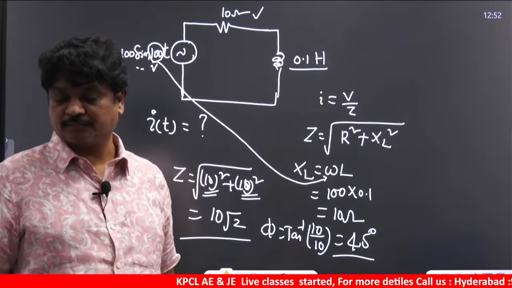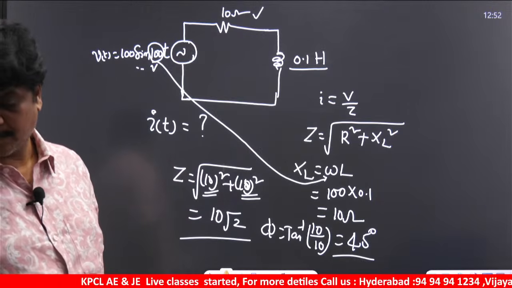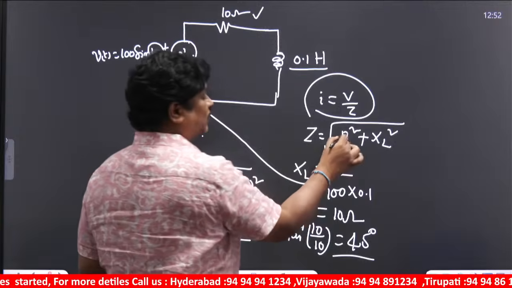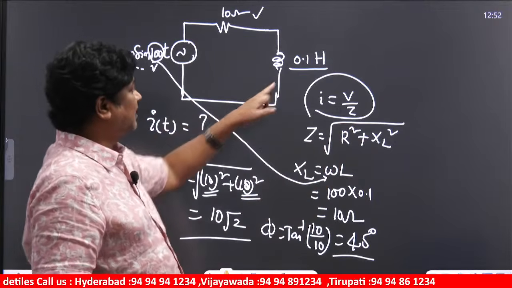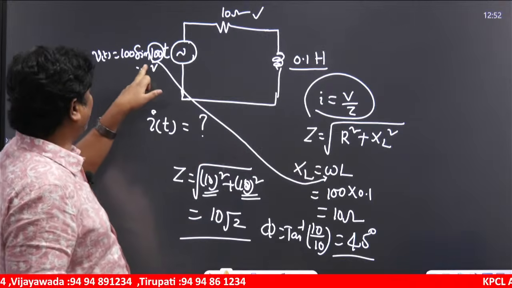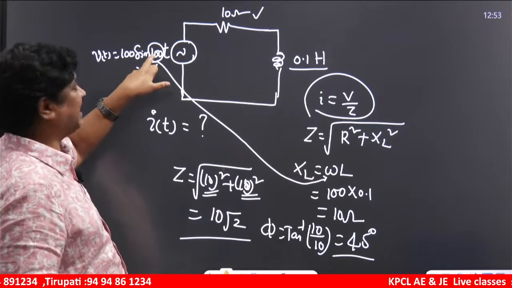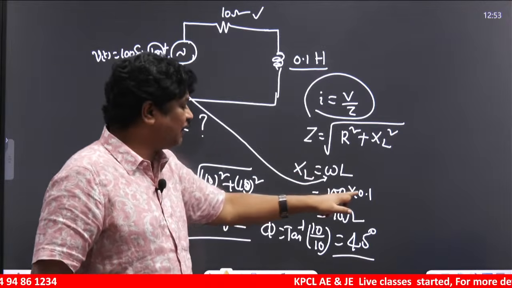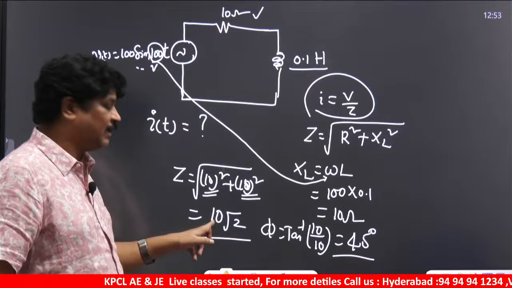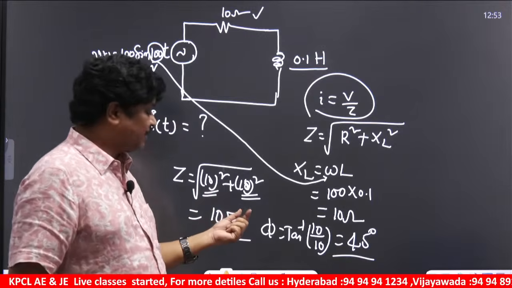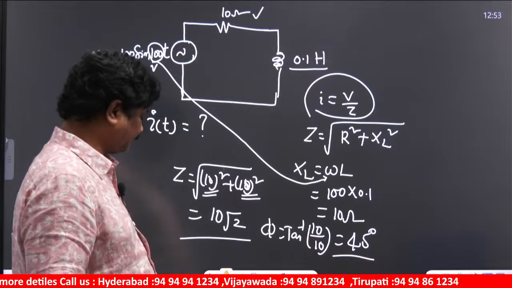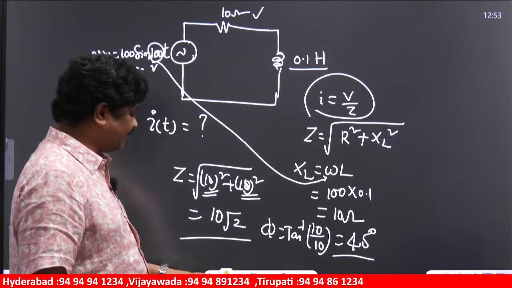Right, Chana? Here what happened? I is equal to V by Z, ma. Z is equal to root of R square plus XL square. Here L value is given, not XL value. How to find XL? XL is equal to omega L. Omega how much is given? 100 sin omega t. Omega means 100. 100 into 0.1, that is 10. So Z is equal to root of R square plus XL square, 10 square plus 10 square, 10 root 2. Angle is how much? Tan inverse of y component by x component, 10 by 10. Tan inverse of 1 is how much? 45 degrees.